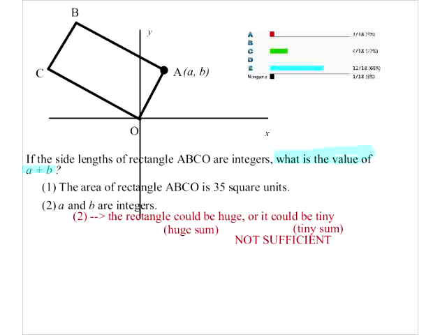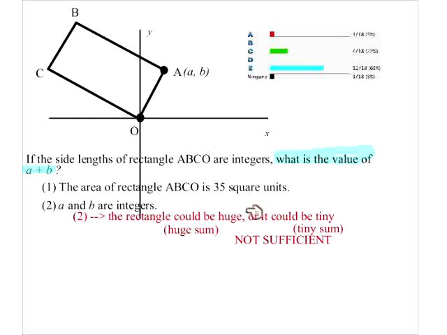Okay. What about statement 1? The area of rectangle ABCO is, by the way, O is the origin. If you see O in a problem, O is always the origin. They do tell you that in the Official Guide and in the intro to GMAT Prep. O cannot be a point other than the origin.